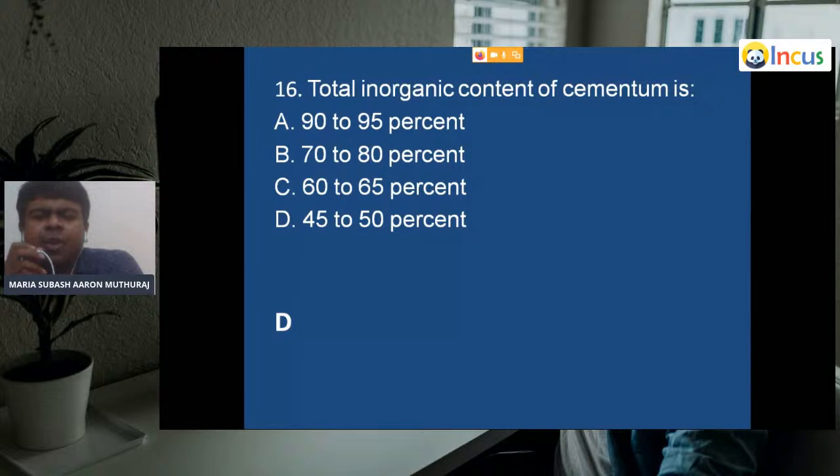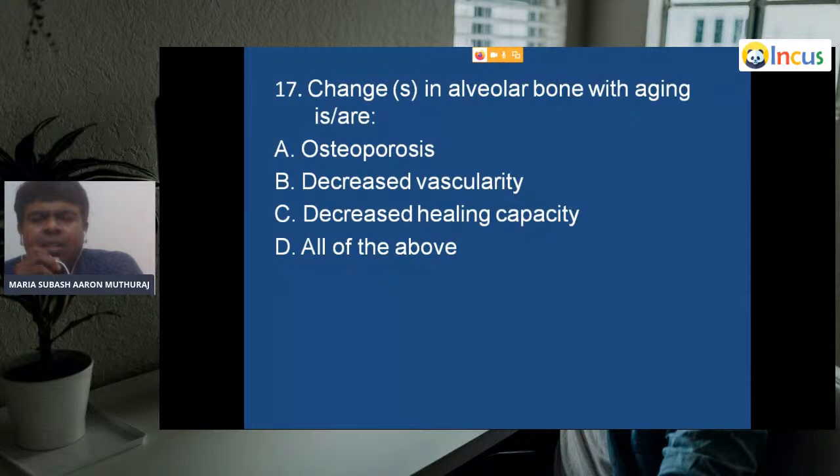Changes in the alveolar bone with aging or osteoporosis will be present. In aging, osteoporosis will normally be present. There will also be a decrease in vascularity in alveolar bone with aging, and decreased healing capacity is also present. Therefore, the answer will be all of the above. D will be the answer.